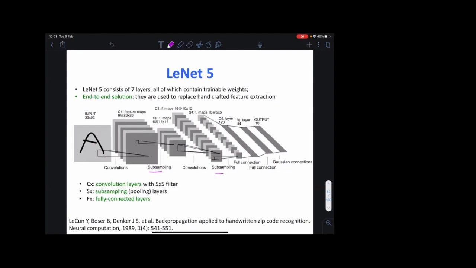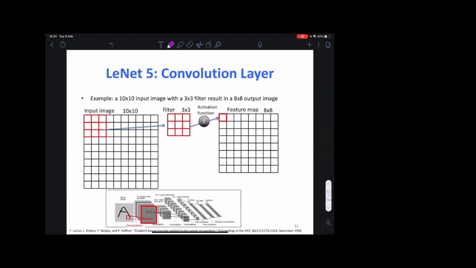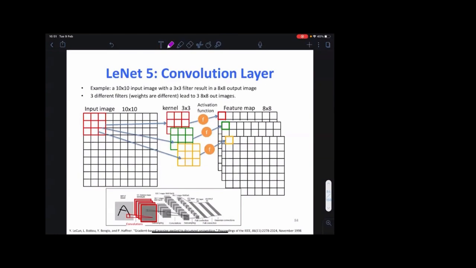But the idea is quite similar. So this is basically to explain that you can have different kernels with different weights, therefore creating different feature maps.